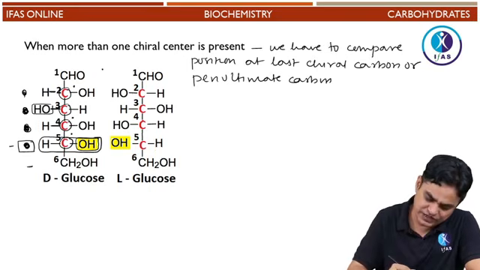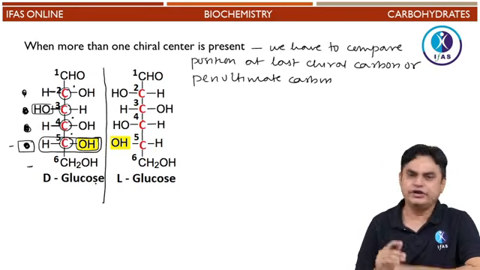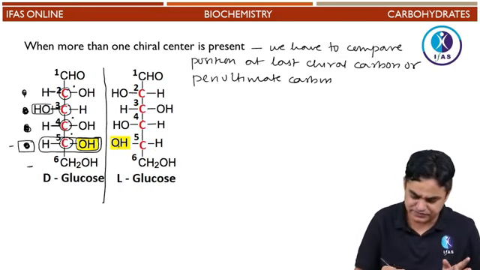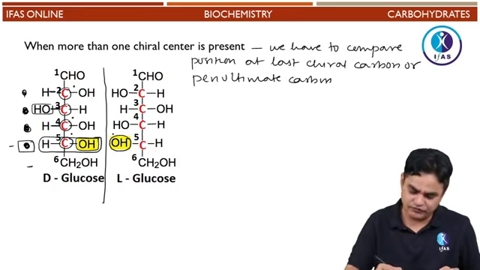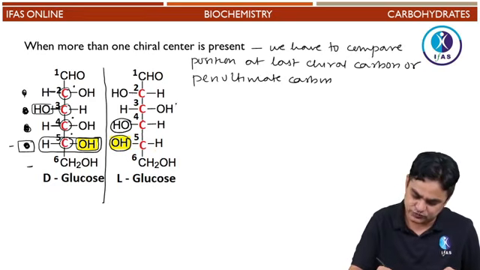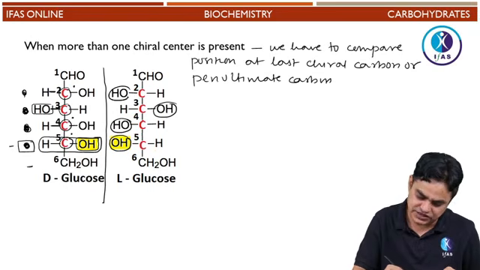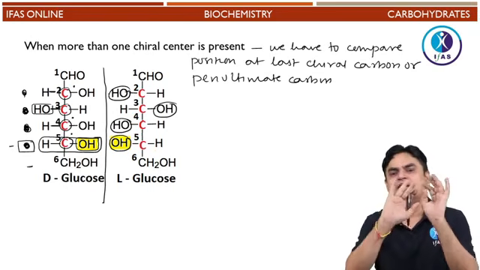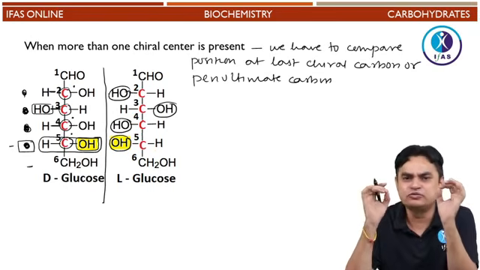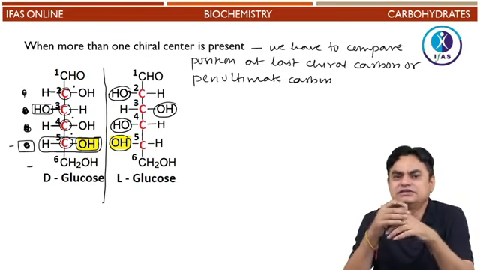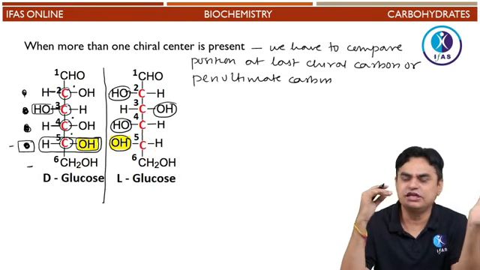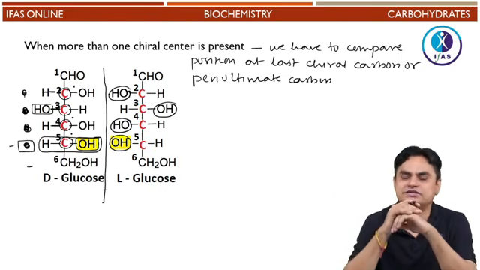If this is D-glucose, then what would be L-glucose? It would be a mirror image. And mirror image doesn't mean that only the position at the fifth carbon will change. No. The position at the fourth carbon will also change, the position at the third carbon will also change, the position at the second carbon will also change. That is, in mirror images, the positions of functional groups at all the chiral carbons get altered. So one is referred to as D-glucose and the other is referred to as L-glucose.